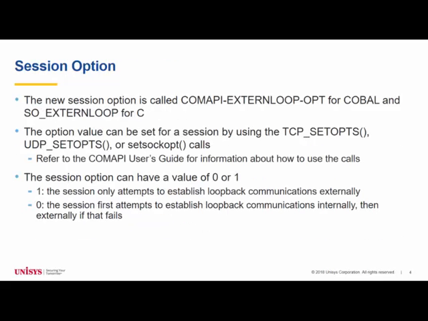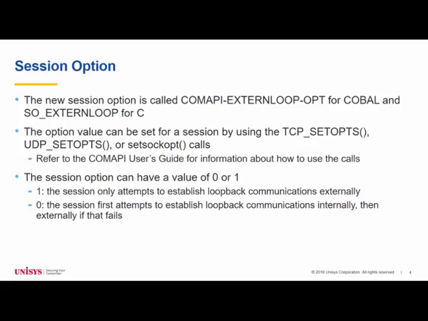The new COMAPI session option is called COMAPI-externloop-opt for COBOL and SO_externloop for C. The option value can be set for a session by using the TCP_setops and UDP_setops native COMAPI calls, or the setSockOpt socket library call. For information about how to use the calls to set the session option value, refer to the COMAPI User's Guide.